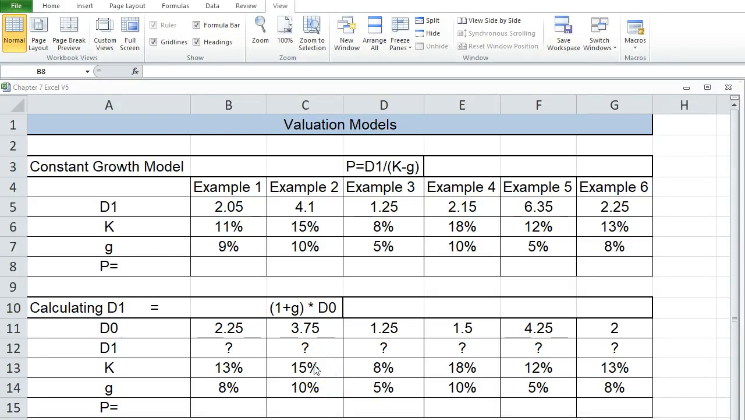Hi, and welcome to the spreadsheet help for Chapter 7 Stock Valuation. Okay, so the first model we're talking about is the constant growth model on the valuation models workbook.